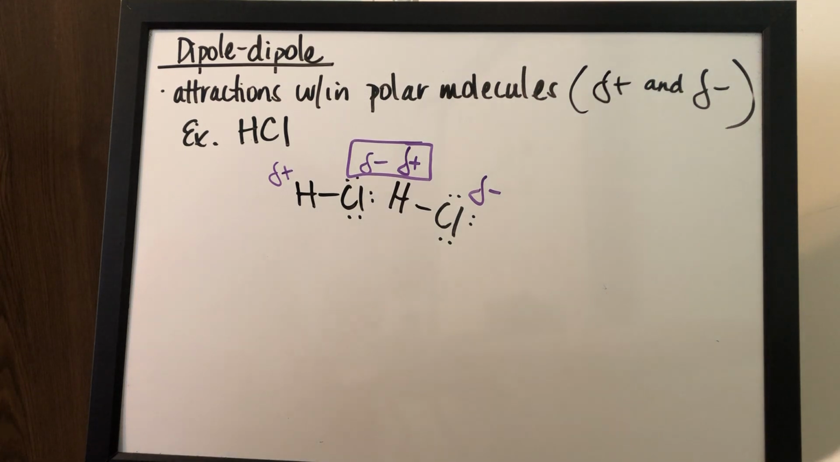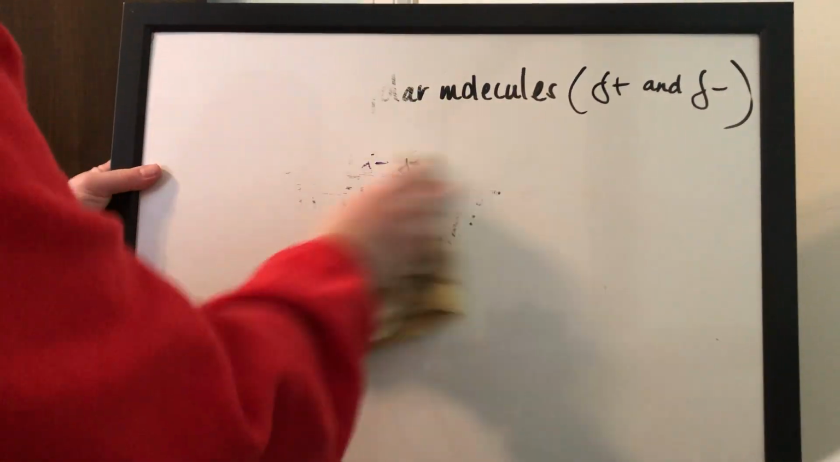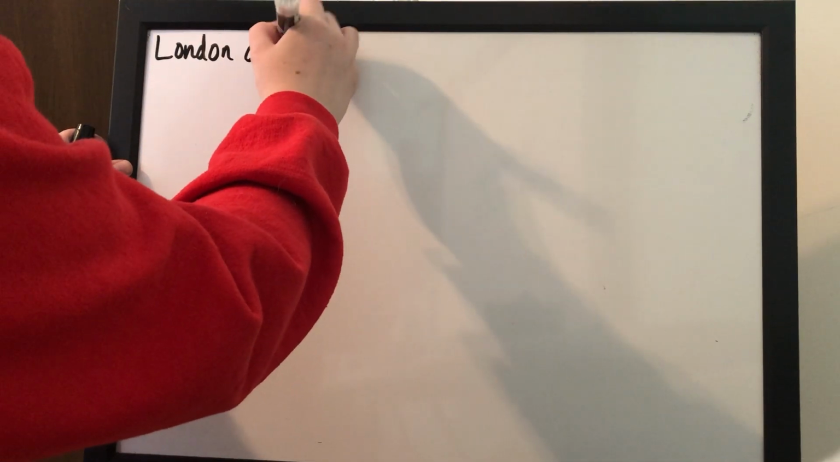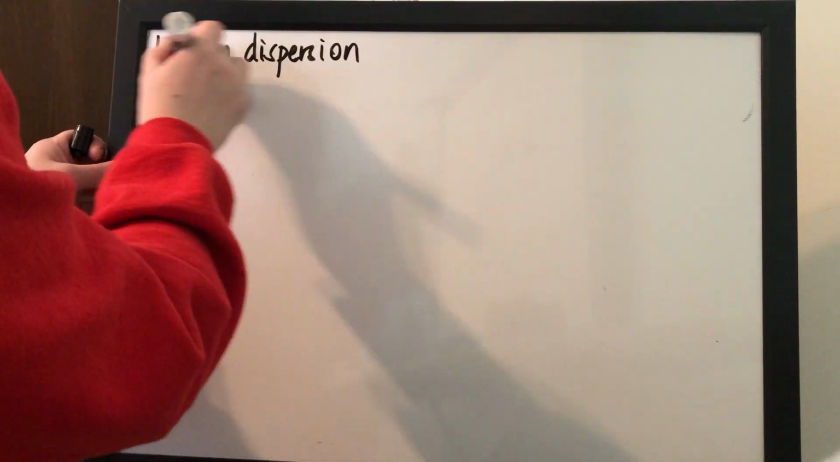All right, so we've done two. Your third intermolecular force is called dispersion forces, or London dispersion forces, depending on what textbook you use. Some just call them dispersion. Okay, so this is your third type of intermolecular force.